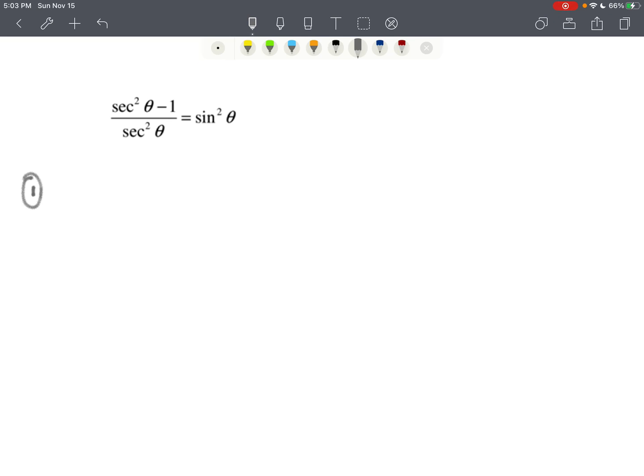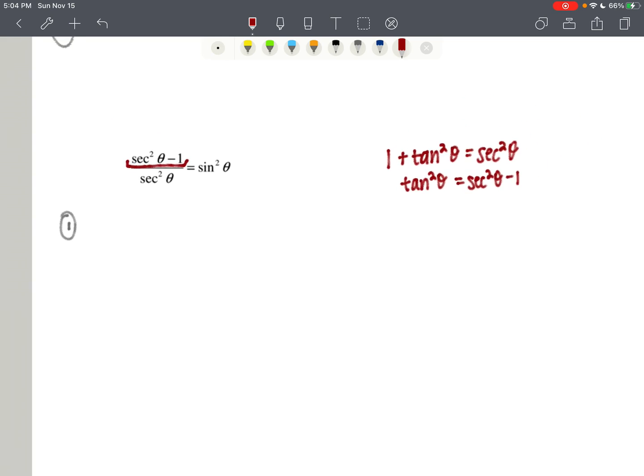If you want to give this one a try, knowing that there's two different ways that I'm going to show you, I would do that. I would try and then come back to the video and watch what I've done. First thing I see is secant squared minus 1. Well, 1 plus tangent squared of theta equals secant squared of theta. If I subtract 1 from both sides, tangent squared of theta is equal to secant squared of theta minus 1.